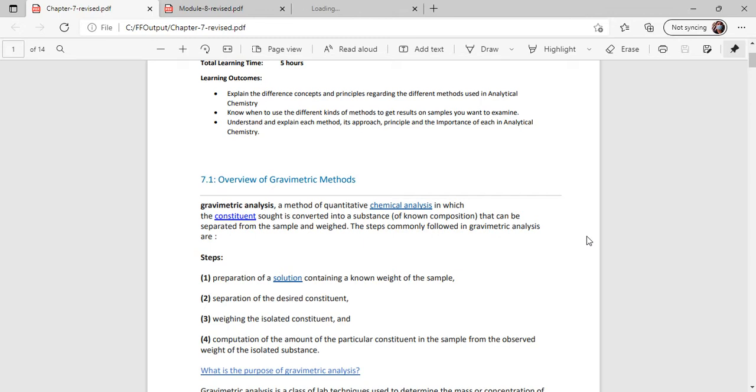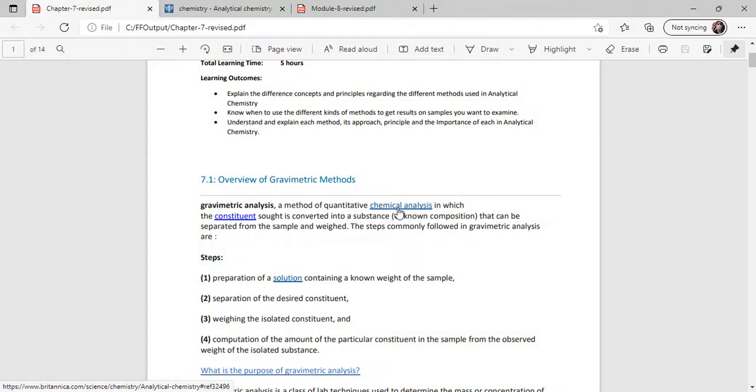Okay, the steps commonly followed are as follows. Have your chemical analysis, yeah, definition. So, the internet is a bit slow. Wait lang.